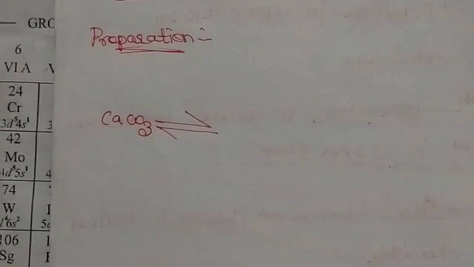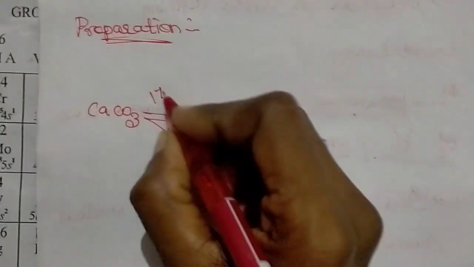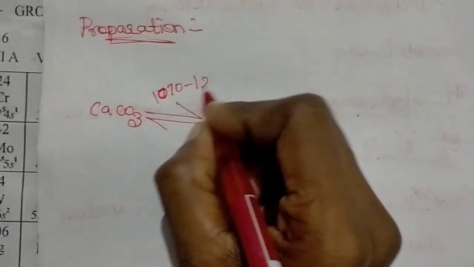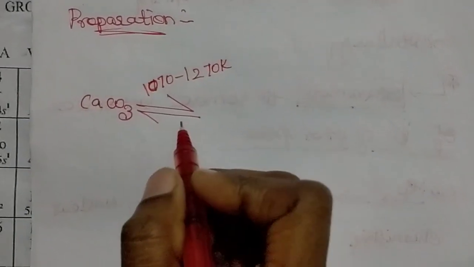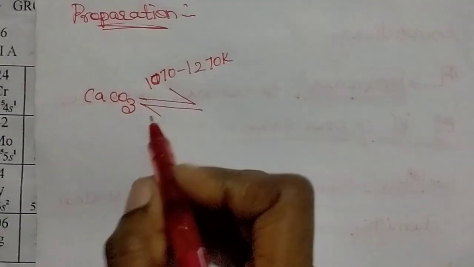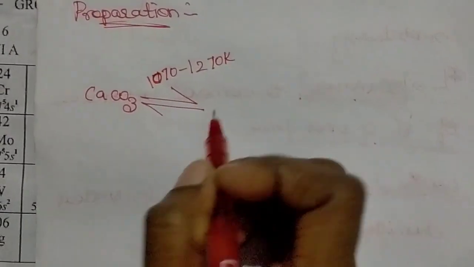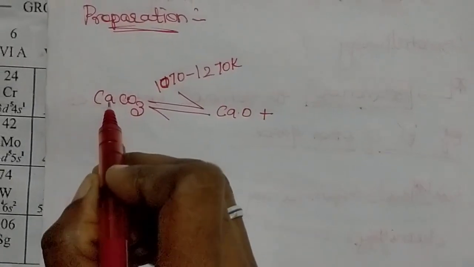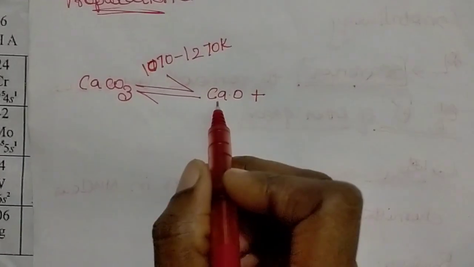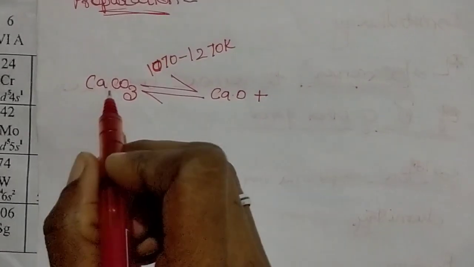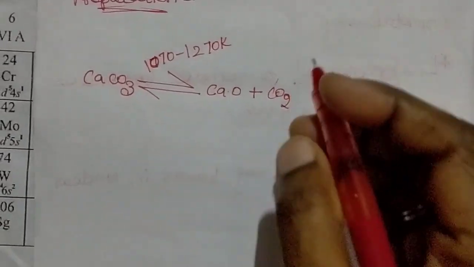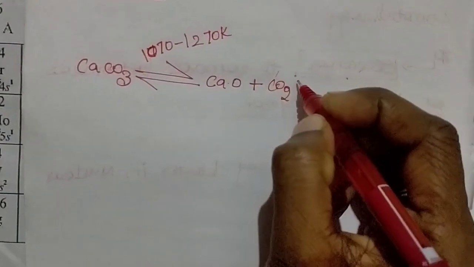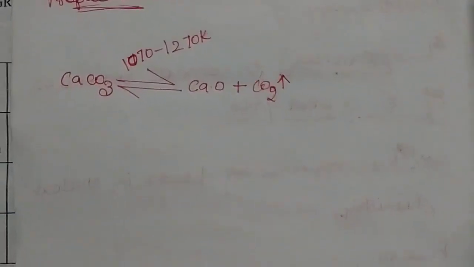So the calcium carbonate is heated in the lime kiln at about 1070 to 1270 Kelvin. Calcium combines with one oxygen from the carbonate and becomes CaO, and the remaining CO2 forms CO2 gas.